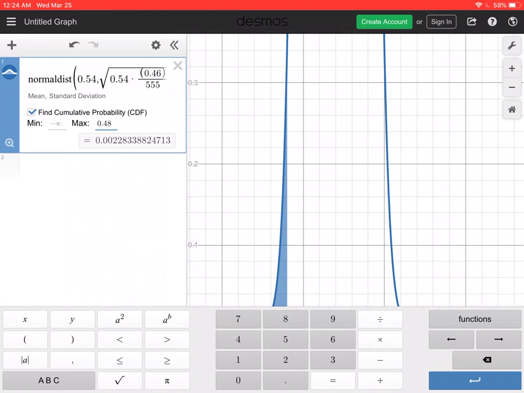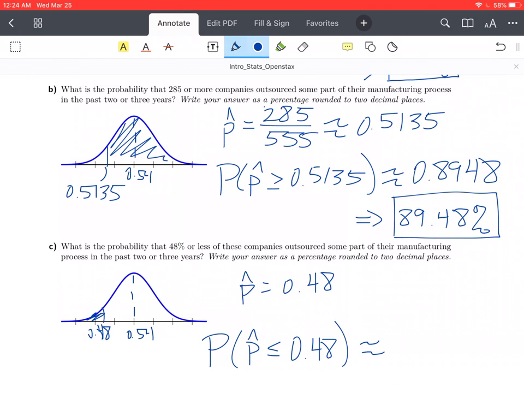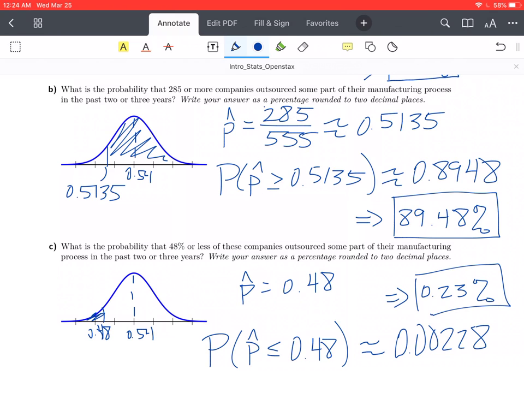Oops. So we get 0.48. And we see a very small number, right? 0.00228. So as a percentage, we're looking at 0.23%. So again, extremely unlikely that few of the companies would outsource in any of these samples.